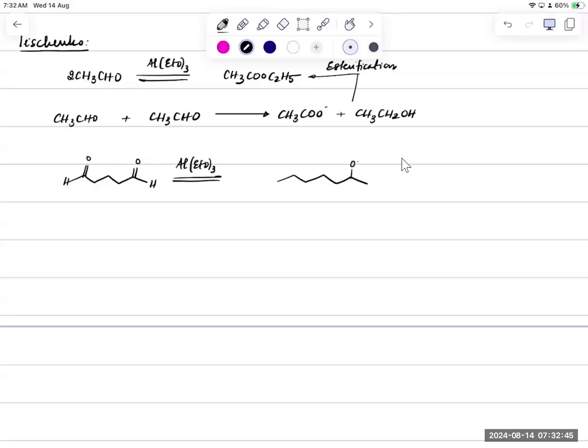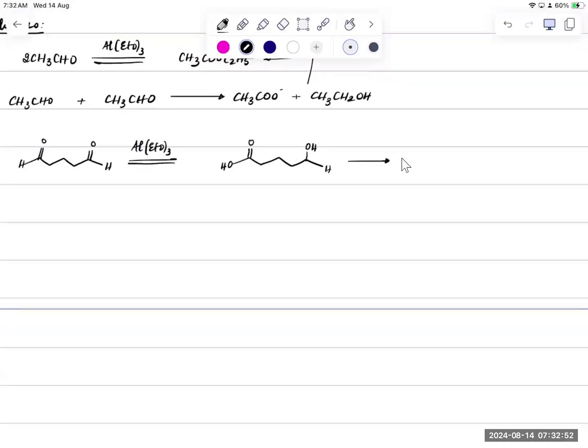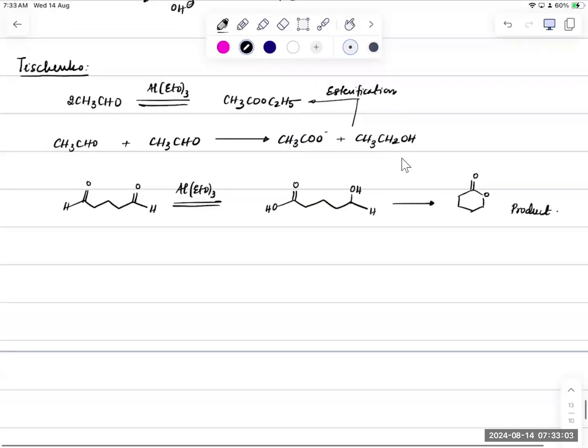Here I'll have this as an alcohol and this side I'll have this as an acid. Then make an intramolecular acid-base reaction. I mean, you make an esterification and this is the product formed. So this is about Tishchenko.